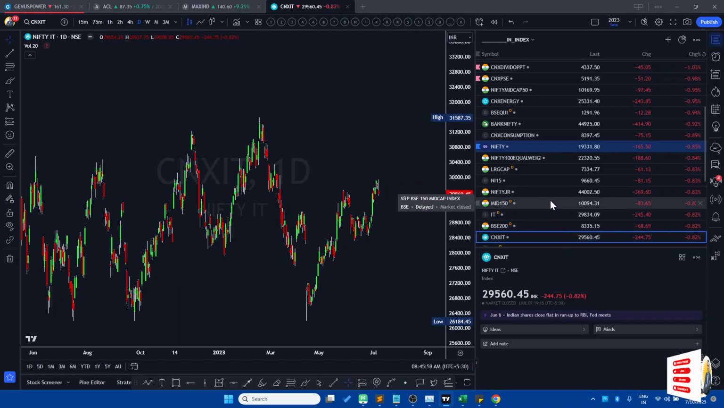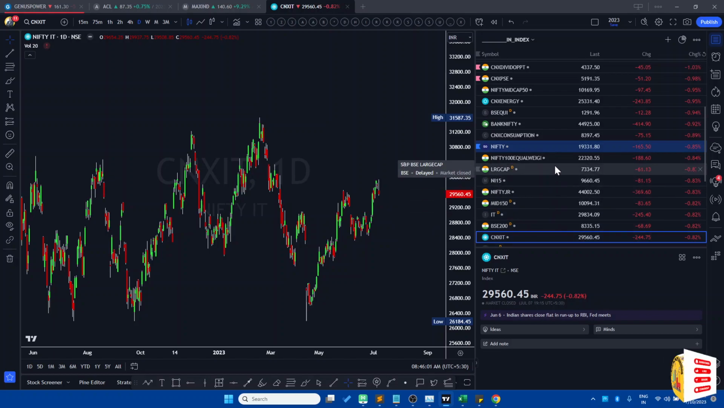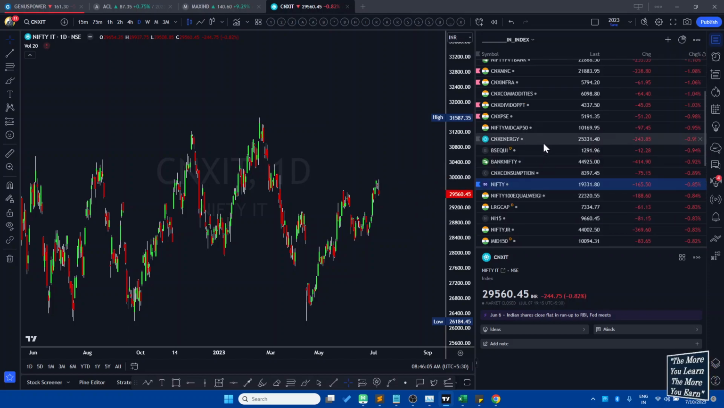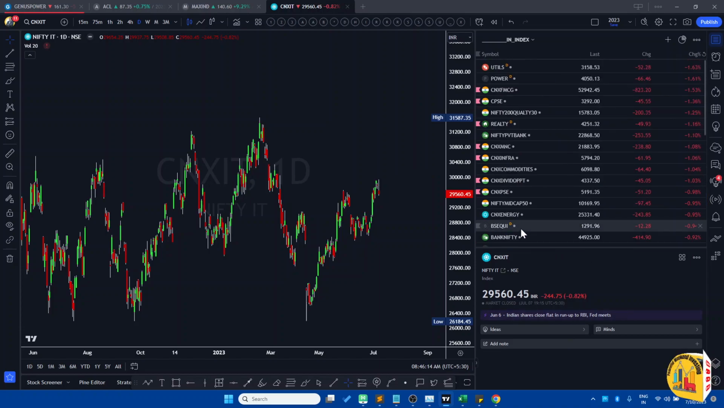And you have Nifty Junior, Mid Cap 150, Large Cap, an equal weighted index, IT, BSE 200, and likewise Energy, where there was slight underperformance. So I got a view on it. Let's start by quickly looking at the Nifty.